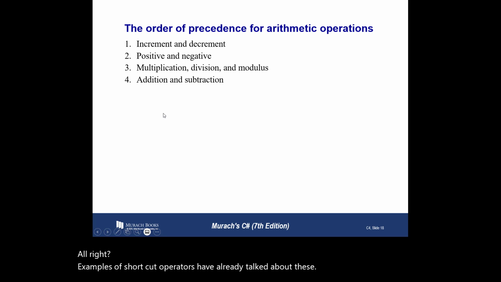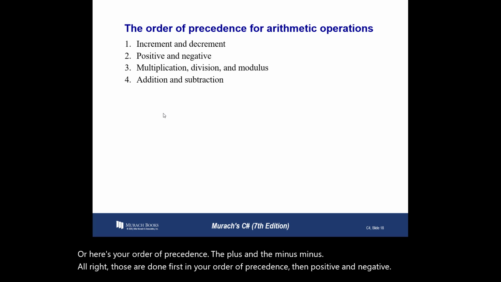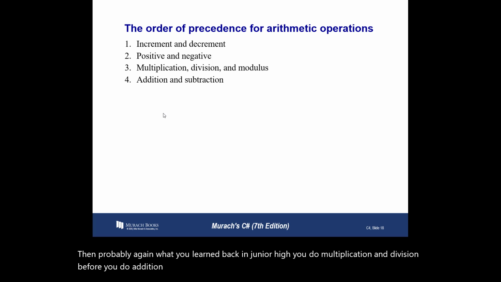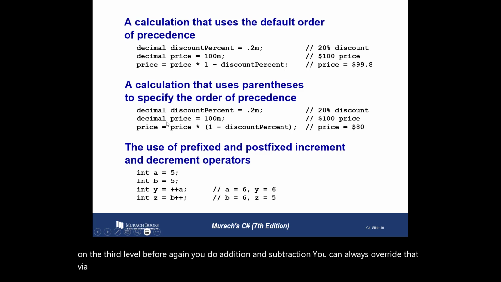All right, here's your order of precedence. The plus plus and the minus minus are done first. Then positive and negative. Then, probably what you learned back in junior high, you do multiplication and division before you do addition and subtraction. And since modulus is a type of division, you do it on the third level, before addition and subtraction. You can always override that via the use of parentheses.